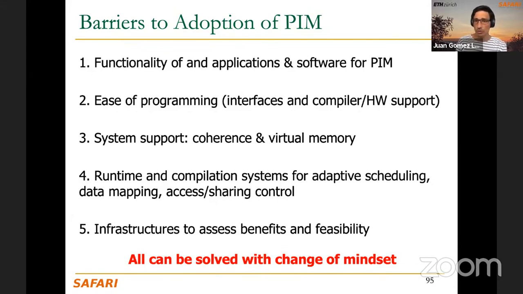Then we need system support. We need to deal with memory coherence, and we need to deal with virtual memory. As you know, from the CPU perspective and from the programmer's perspective, we use a virtual memory of infinite size, but the reality is that there is a physical memory of a certain size. That's why we use virtual memory systems, in order to allow us to do memory oversubscription, among other uses. But now, if you are computing in memory and not in the processor, how do you deal with virtual memory, right? I gave you the example of PEI, because it's operating on a single cache line.